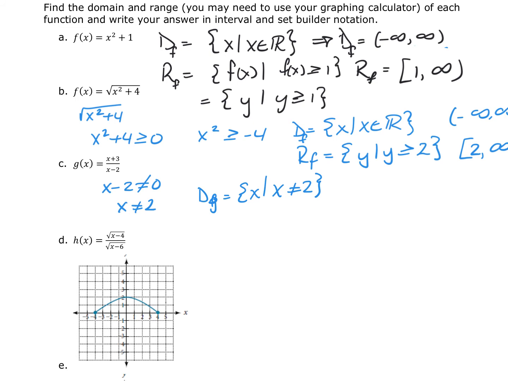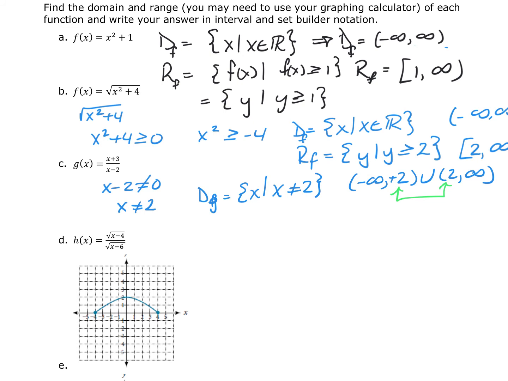Interval notation would look like this. This is where I don't like interval notation. Negative infinity to positive 2, union 2 to infinity. Doing this with the non-inclusive parentheses is saying I'm going to get really close to 2 on either side of 2, but I'm not going to include 2.